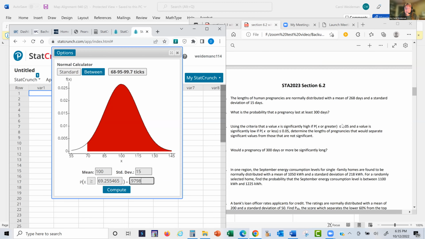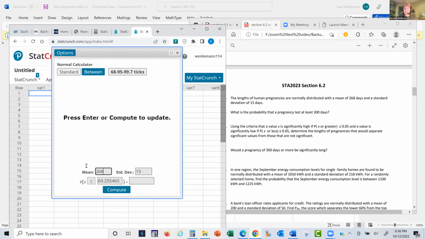Okay. So let's do this one here. Now we've got pregnancies. Lengths of human pregnancies are normally distributed with a mean of 268. So the first thing I'm going to do is put my mean in, so I don't forget. And the standard deviation is 15 days, so it's the same. What's the probability a pregnancy will last, I should say will last, at least 300 days?